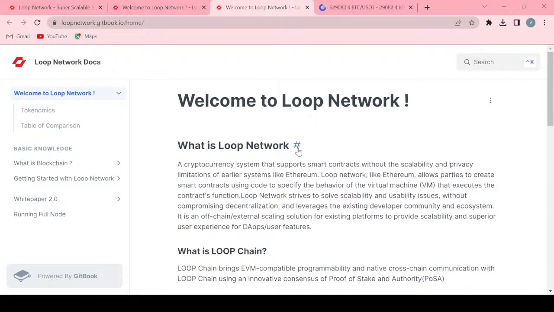Let me explain simply: this cryptocurrency system, Loop Network, supports smart contracts without the scalability and privacy limitations of earlier systems like Ethereum. It supports smart contracts and scalability, and also has no privacy limitations. And this allows a party to create a smart contract using code to specify the behavior of a virtual machine. So let's see the price of this token.